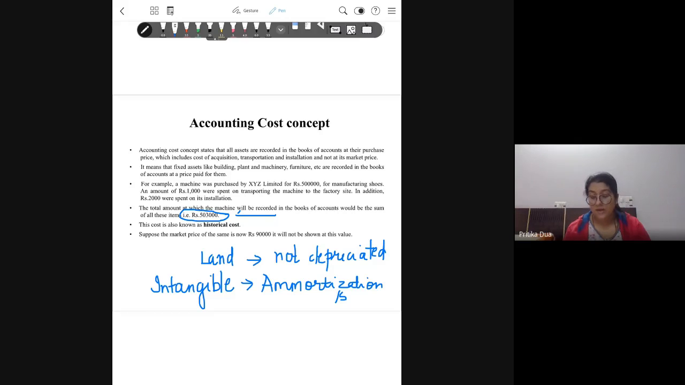So even if the market price after 1 year or 2 years is different, say it reduces to 90,000, as given in this example, you will not show it at 90,000. You will start with 5 lakh 3000 and start reducing the amount by depreciation every year.